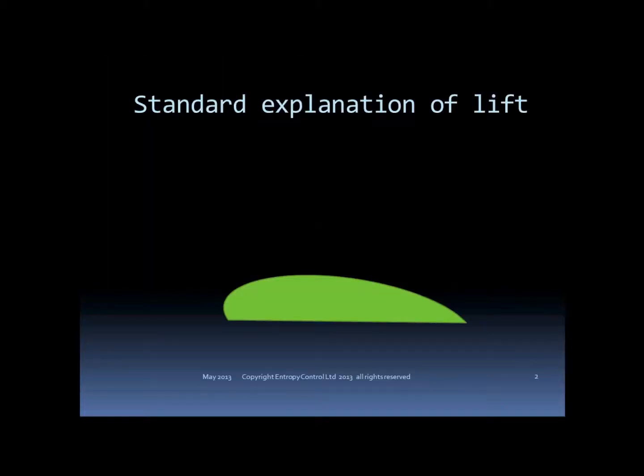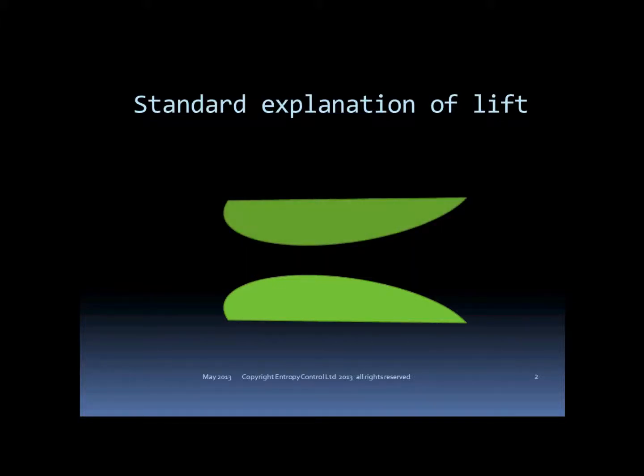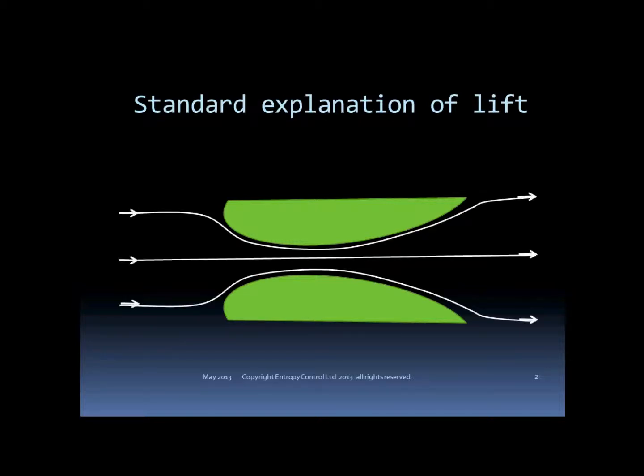Here we have a very standard explanation of lift. This is the explanation given in the children's area of the Smithsonian Aerospace Museum, for instance. We start with something that looks a bit like an airfoil, and now we add another upside-down airfoil to create something like a two-dimensional venturi. We blow air through the venturi, and lo and behold, we have low-speed flow at the mouth of the venturi and high-speed flow at the throat.